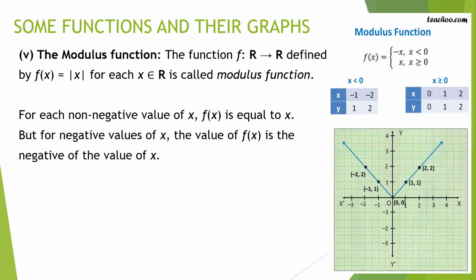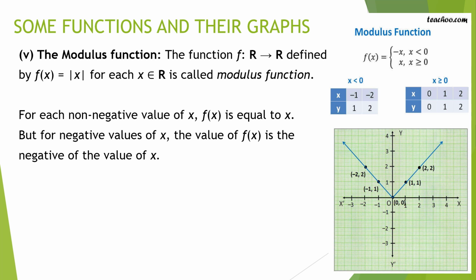Next is the modulus function. The function f from R to R is defined by f(x) = |x| for each x belonging to R. That means f(x) = -x if x is less than 0 and f(x) = x if x is greater than or equal to 0. That means for each non-negative value of x, f(x) = x, and for negative values of x, f(x) is the negative of the x value.